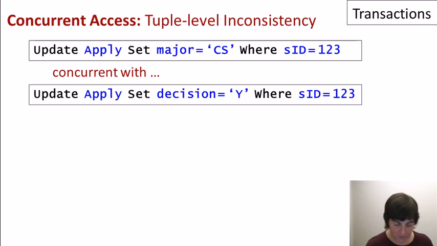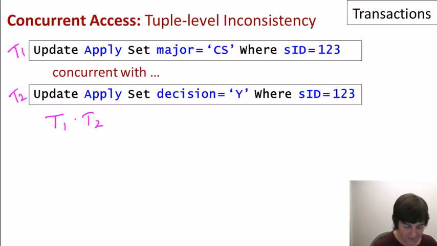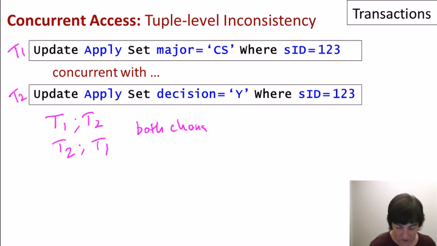Here's our second example. In this case, the first client was modifying the major of student 1, 2, 3 in the apply table, and the second was modifying the decision. And we saw that if we allowed these two to run in an interleaved fashion, it would be possible that only one of the two changes would be made. Again, with serializability, we're going to get behavior that guarantees it's equivalent to either T1 and then T2 or T2 and then T1, and in both cases, both changes will be reflected in the database, which is what we would like.